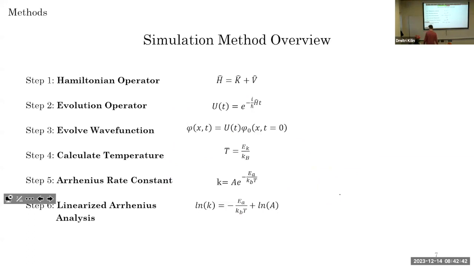So a little bit of an overview for the methods used in the MATLAB code. First, a Hamiltonian operator was calculated with the sum of potential and kinetic energies. That was used to form an evolution operator, which was used to evolve the wave function of the proton through time. Temperature for the reaction could be calculated based on kinetic energy and the Boltzmann constant. And further, the Arrhenius equation could be used to calculate a rate constant, and a modified Arrhenius equation could be used to generate activation energy, similar to what Curtis showed and what James showed.